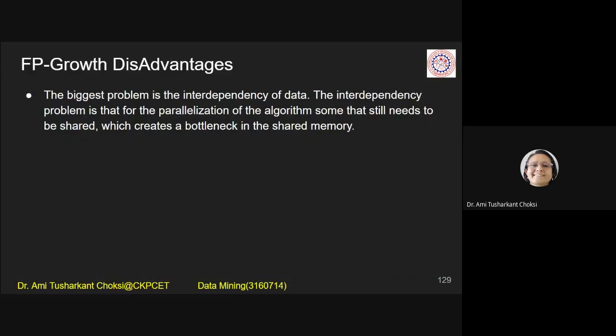Now, we started with the limitation of the Apriori algorithm and we said that the FP growth algorithm will remove the limitations of the Apriori algorithm, right? But that also has some disadvantages, fine? So what are they? The biggest problem is the interdependency of the data. The interdependency problem is that for the parallelization of the algorithm, some data still needs to be shared, which creates a bottleneck in the shared memory, right?